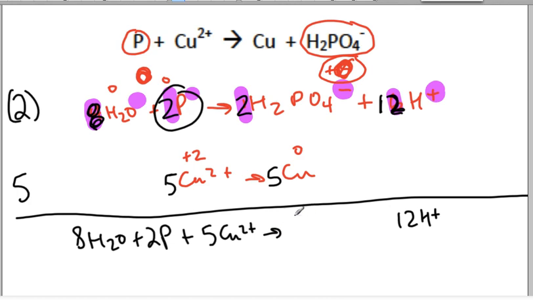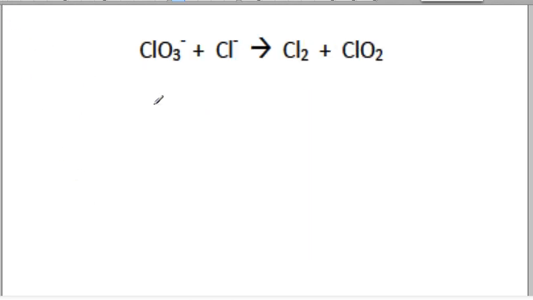Arrow. Then I get 5 Cu plus, and then I'll just drop it down here for space, 2H2PO4 minus. And there I have my balanced. That's how I know I have a balanced equation there. That's my balanced redox reaction. So let's try it again with this one.